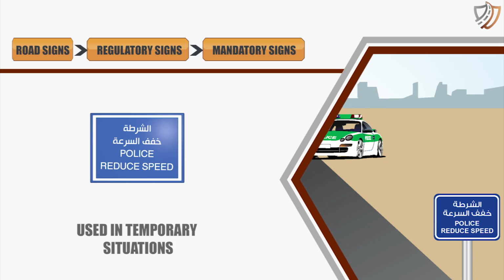Police reduce speed. Police reduce speed sign will be seen in temporary situations at checkposts or points where police are running a routine check. Drivers must slow down and follow the police instructions.